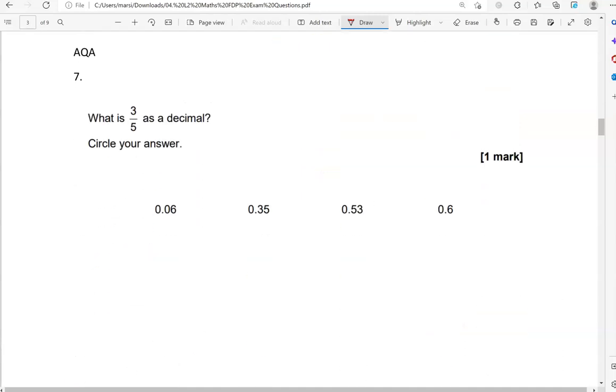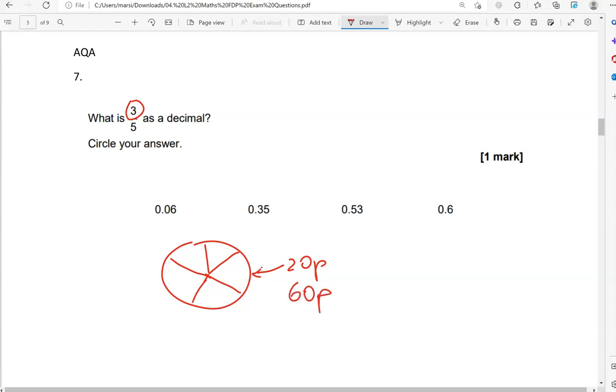What is 3/5 as a decimal? Circle your answer. There are different ways you can work this out. Again, if you link it to money, what is 1/5 of a pound? It's like splitting a pound into 5 pieces. That would be 20 pence each of them. And 3 of them, 3 pieces, will be 60 pence. 60 pence we write as 0.60 or just 0.6 because they both tell us there are no pennies in there, just the tens of pence. So they have the same value, and that would be 0.6.